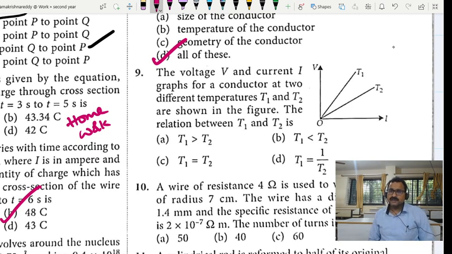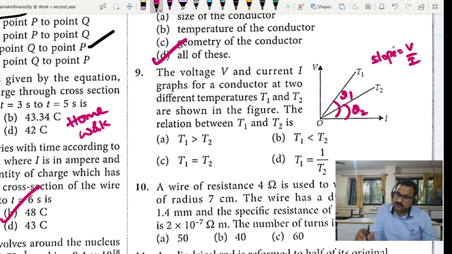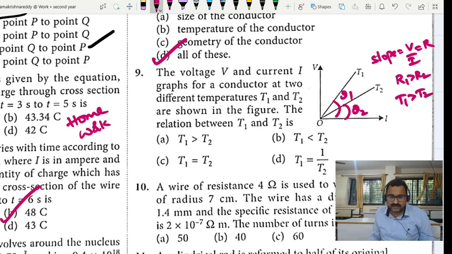Next, this I also covered. Voltage and current graphs for a conductor at two different temperatures. The first one has slope θ1, the second one slope θ2. Which has more slope? The first one, because the slope of the V-I graph is V by I, which equals resistance. From that R1 is greater than R2, meaning T1 is greater than T2, because for conductors resistance varies directly with temperature. So T1 is greater than T2.